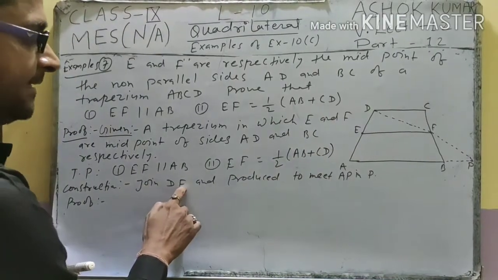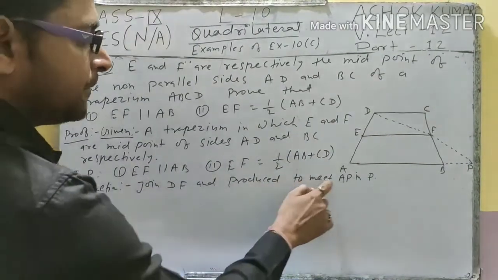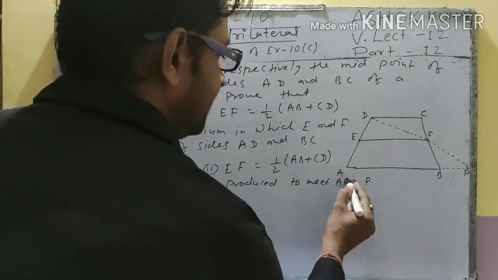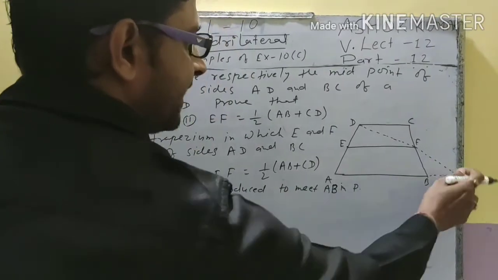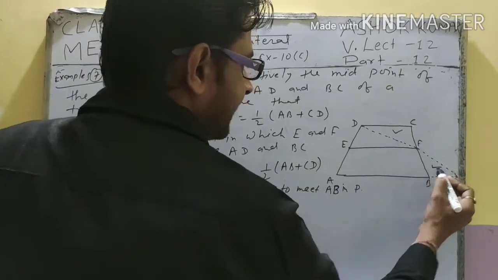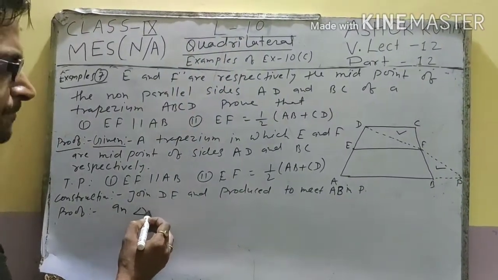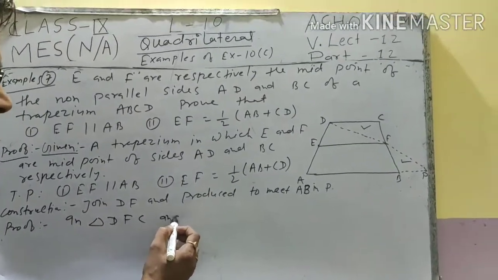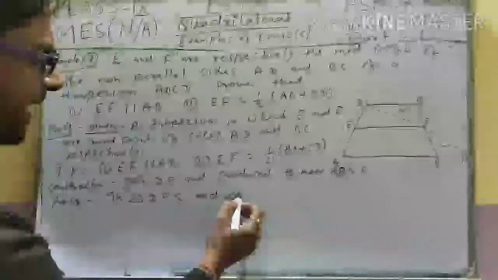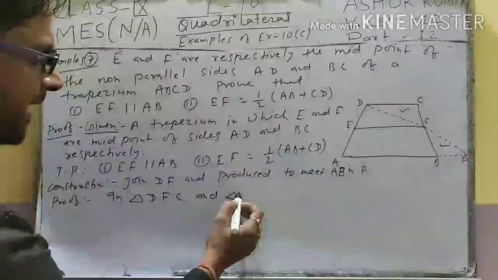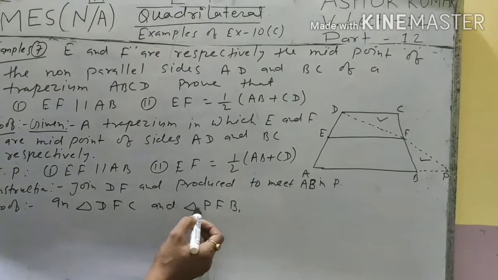Join DE and produce it to meet AB in P. So here, student, take two triangles. In triangle DFC and triangle PFB.